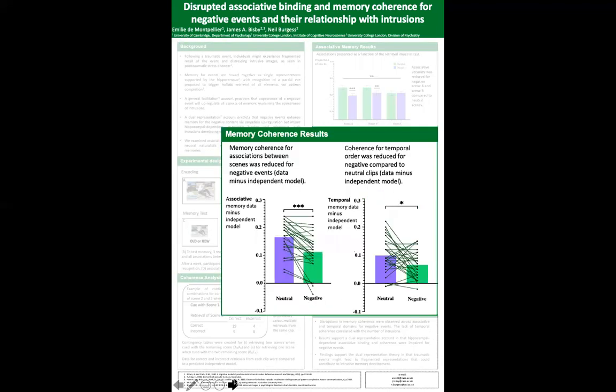This figure shows the amount of dependency in the data for associative memory and temporal order relative to the independent model. We can see that the dependency was greater for neutral clips compared to negative ones for associative memory and temporal order. This result implies that negative events were retrieved in a less coherent way than neutral ones.